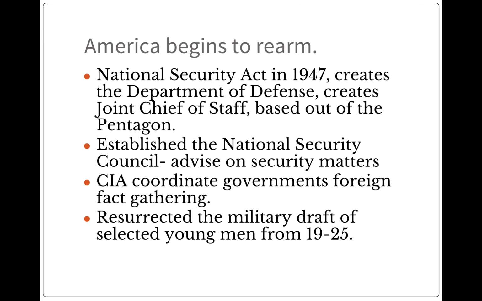America begins to rearm. The National Security Act in 1947 creates the Department of Defense. It creates the Joint Chiefs of Staff, which was based out of the Pentagon. It also established the National Security Council, which advises on security matters. The CIA was coordinating the government's foreign fact-gathering, and there's a resurrected military draft of select young men from the age of 19 to 25.